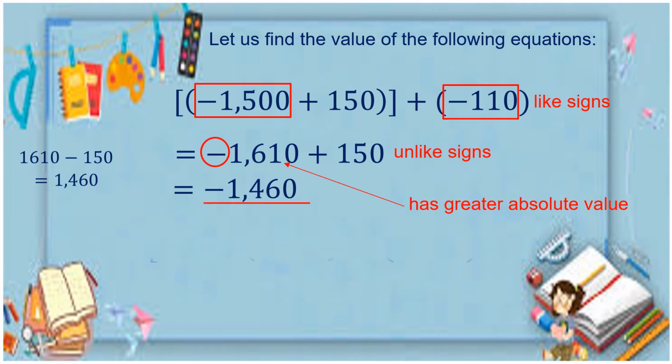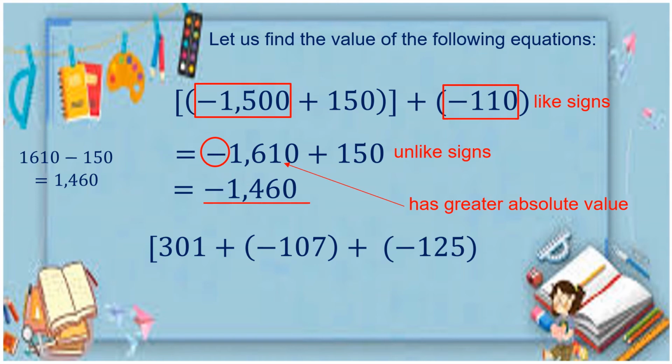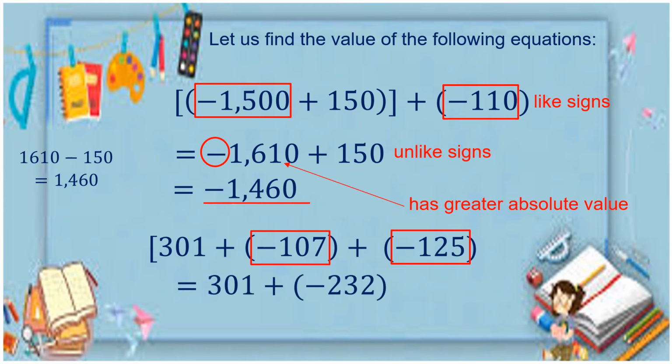Now let us have another one. Supposing we have 301 plus negative 107 plus negative 125. In here, we have like signs, so we can add it. What is negative 107 plus negative 125? Correct. It is equal to negative 232. So we will be having 301 plus negative 232.